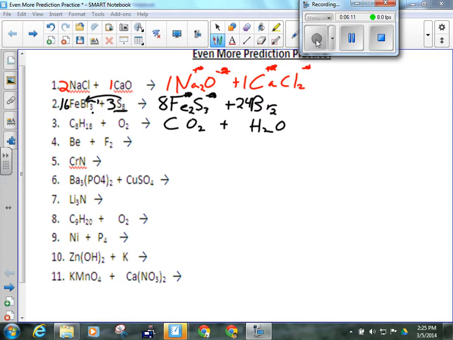Now, the rules for balancing: balance in alphabetical order, and the rule of 2. Does the rule of 2 apply to this one? Yes, it does, because 8 is an even number. 2 times 8 is 16. 2 times 18 is 36. 18 times 2 is 36. 16 times 2 is 32, and 18 more is 50. 25 times 2 is 50.